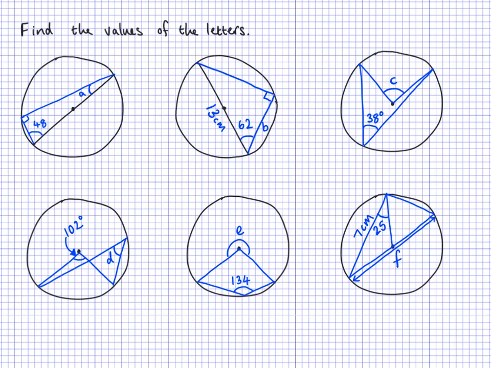So here your task is to find the values of the letters. Sometimes they are angles and sometimes they are sides. So here we've got an angle. This is a side, this is B here. This is an angle, this is another angle, and we have an angle here. And this F is representing the whole diameter. So you need to find the value of F, which is how long this diameter here is.